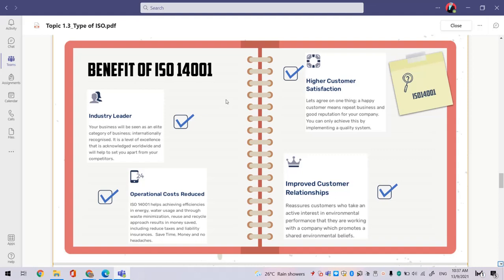Apart from that, when you apply ISO 14001, you can achieve higher customer satisfaction. Because we agree on one thing: a happy customer means repeat business and a good reputation for your company. And finally, to improve customer relationships, you must apply ISO 14001 in your business. Because you want to reassure customers who take an active interest in environmental performance that they are working with a company which promotes a shared environmental belief.